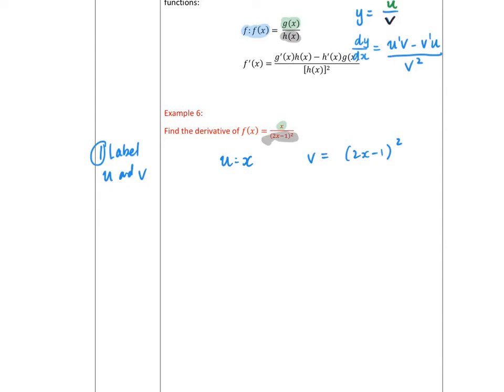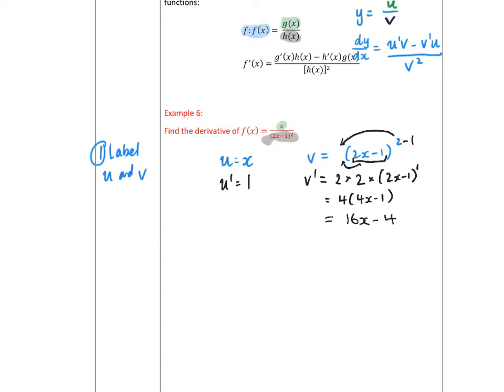If we differentiate these parts, just like we did with the product rule, u dash is equal to 1, v dash is equal to 2 times the derivative of what's inside, which is also 2, times the bracket, 2x minus 1, to the power of 2 minus 1, so to the 1. So v dash is equal to 4 outside of (4x minus 1)... which if we expand, 16x minus 4.